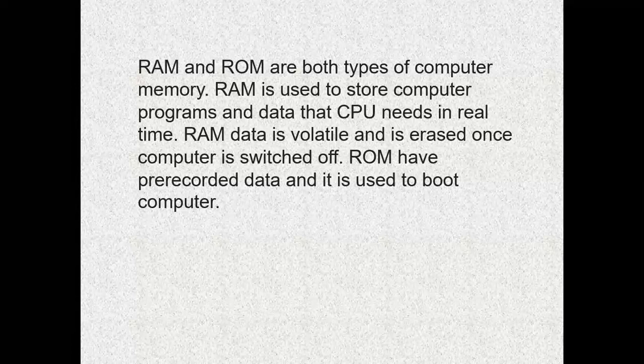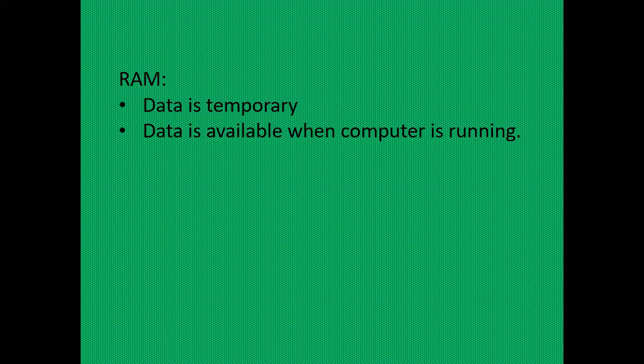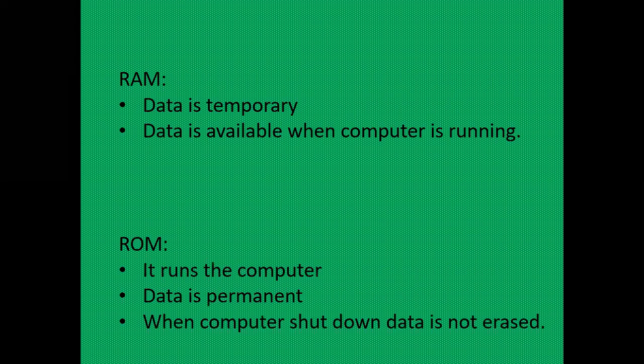RAM stands for random access memory. Whenever you are working on a computer, all the data is saved in RAM, but the data in ROM stays even when the computer shuts down. Here are some points of RAM. RAM is temporary data, available when the computer is running. If you talk about ROM, it runs the computer. Data is permanent. When the computer shuts down, data is not erased.